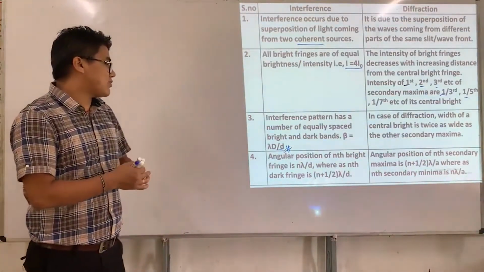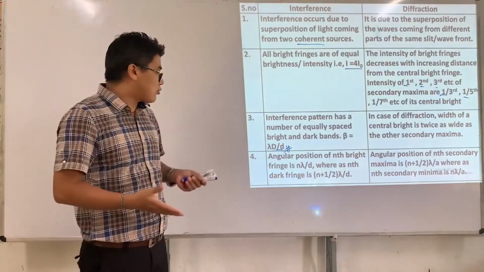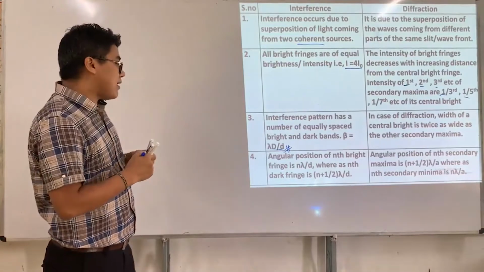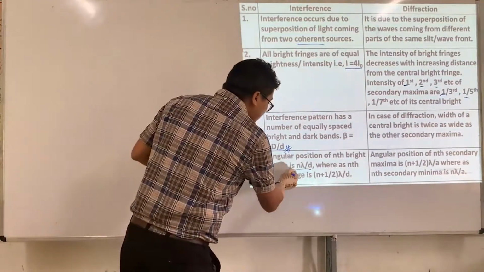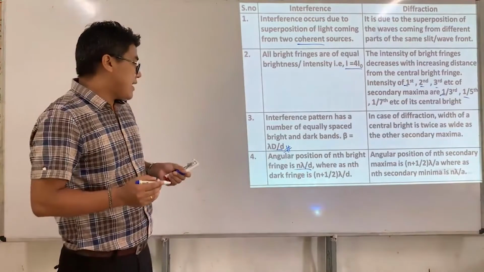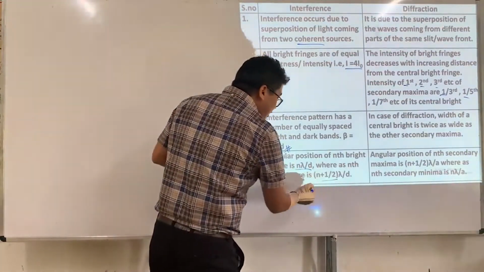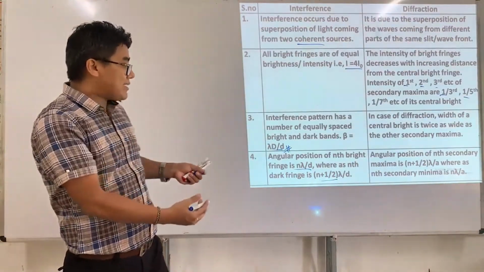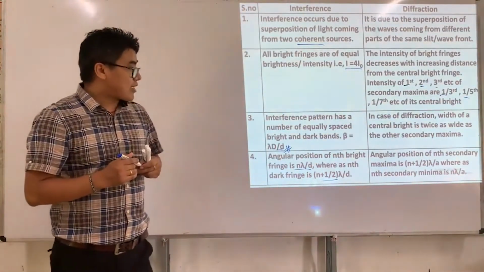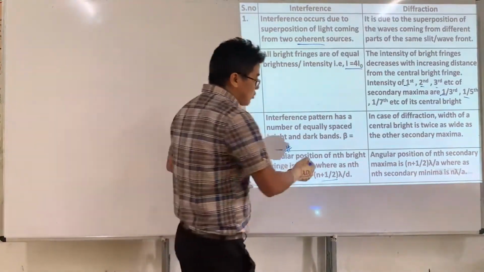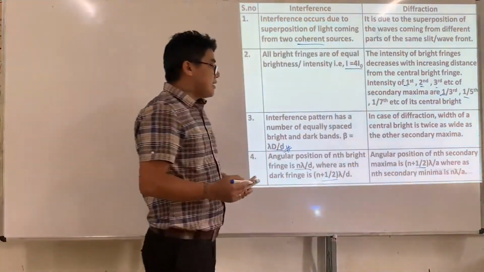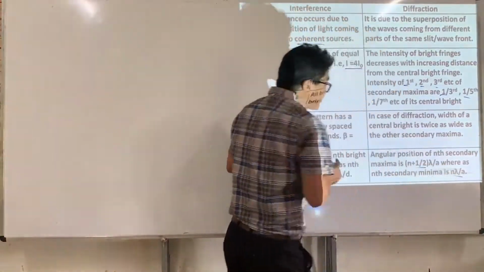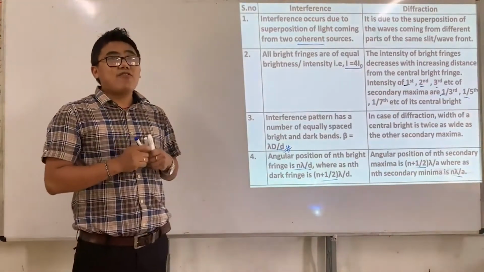The last difference is the angular position, which I told you now. In interference, the angular position of the maxima is given by n lambda by d, and the dark fringe position is (n plus 1/2) lambda by d, whereas in case of diffraction, secondary maxima are given by this. So this is just the opposite. And the secondary minima are given by this. So these are the differences between diffraction and interference.